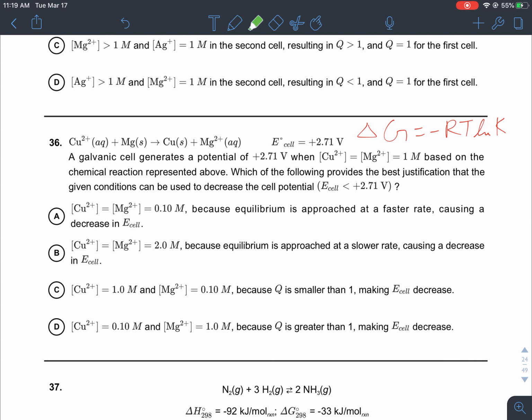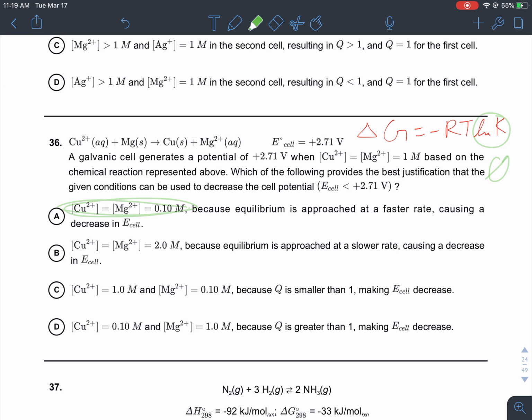In this scenario, your products and your reactants are equal. That means your lnK is equal to 0, meaning your delta G is neither thermodynamically favorable nor not thermodynamically favorable.